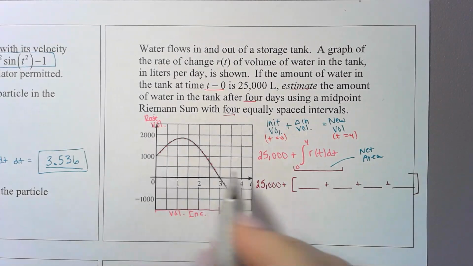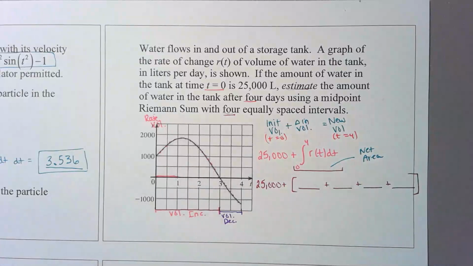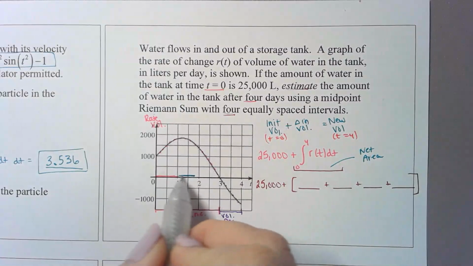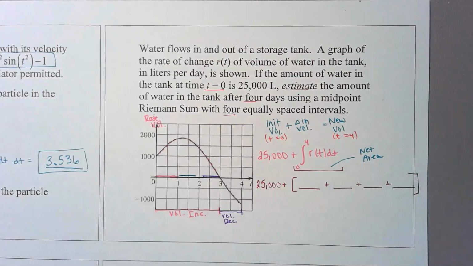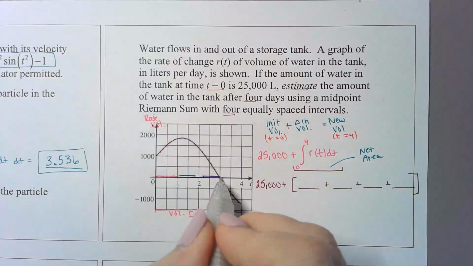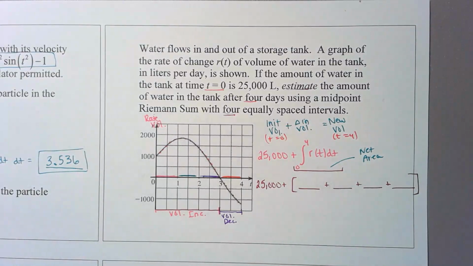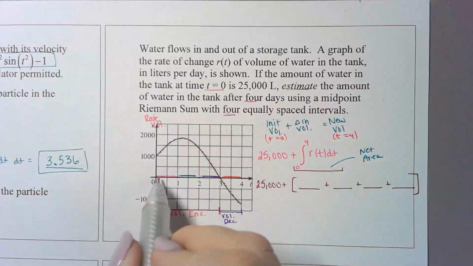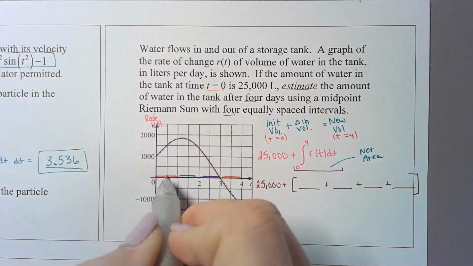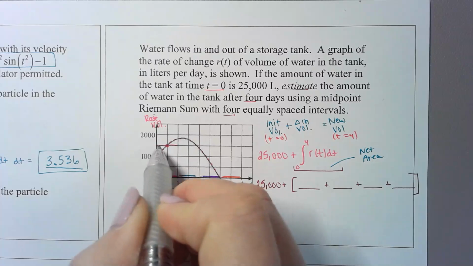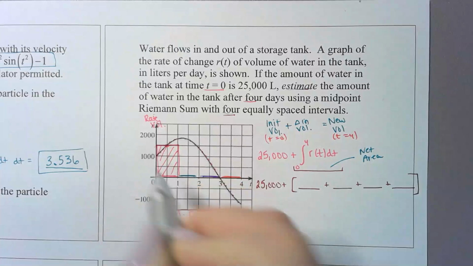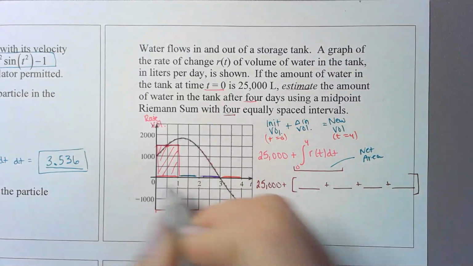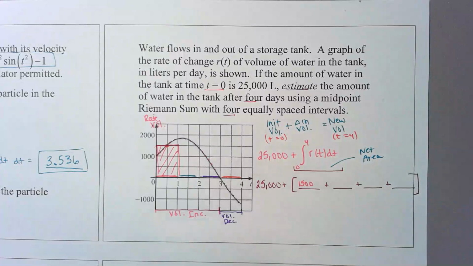All right, so I'm going from 0 to 4 with 4 equally spaced subintervals, which is great. That just means each one has a base of 1. I'm running out of colors here. That's okay. And they want us to use a midpoint Riemann sum. So my first rectangle sits between 0 and 1. In the middle, I go up until I hit the curve, and there's the height of my first rectangle. Looks like it's at 1,500. So the base is 1, the height is 1,500, so the area is 1,500.